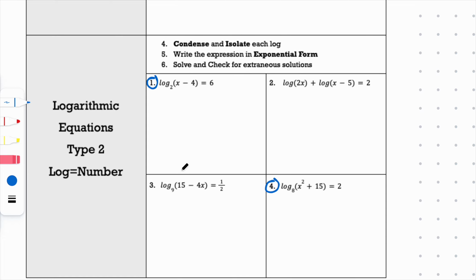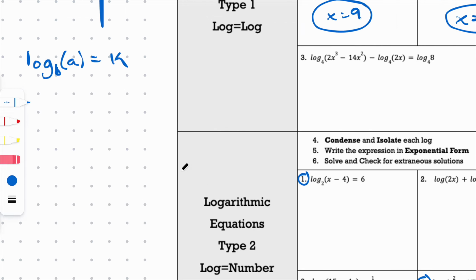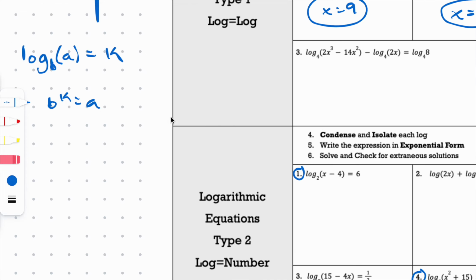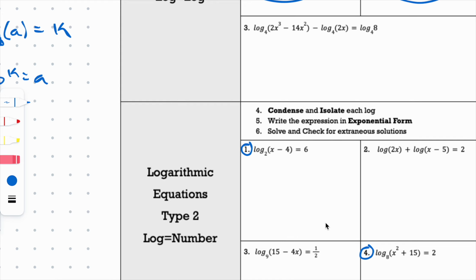But what if it's equal to a number? What can we do in that case? Well, we want to use just what we know about the relationships between logs and exponents. So in this case, we said that log base b of a equals k is just another way to say b to the k power equals a. So we're going to do that here.